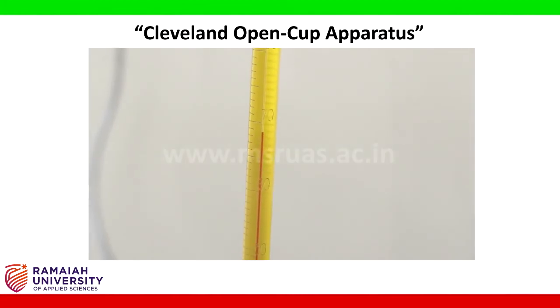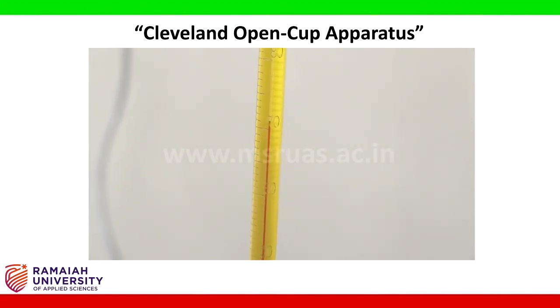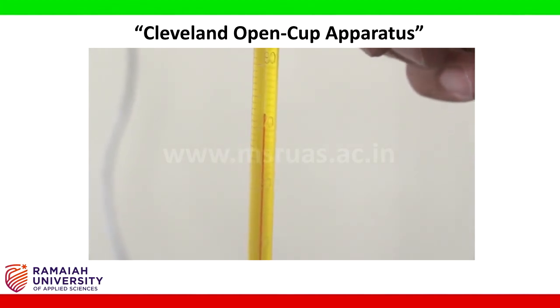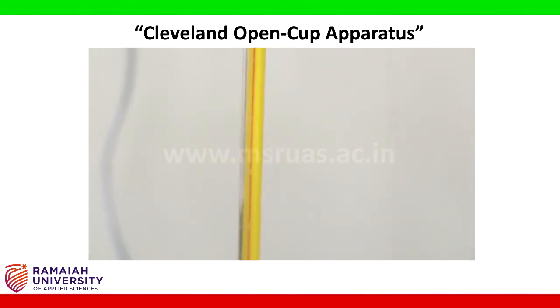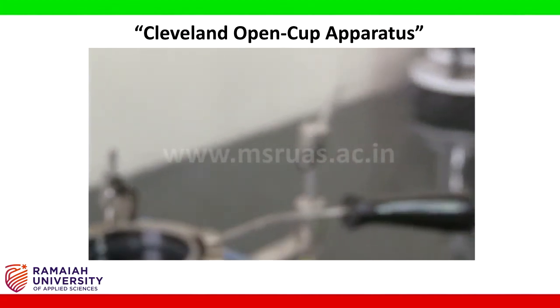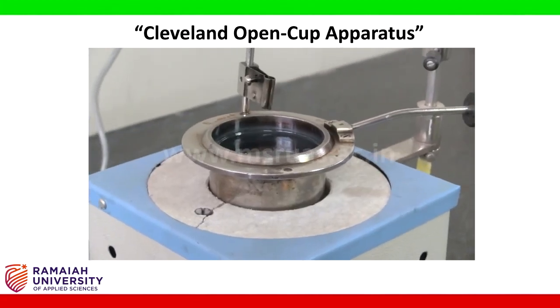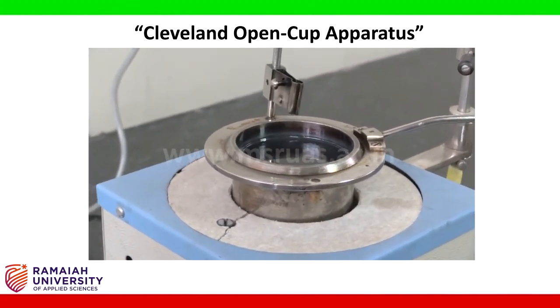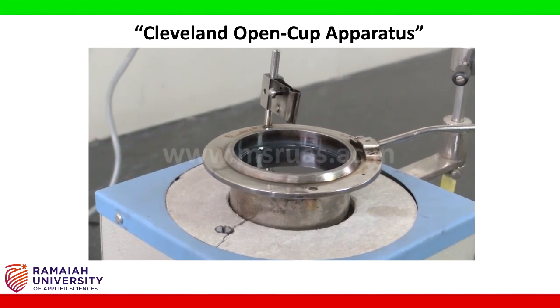Temperature is around 70 degrees centigrade, and this completes the experiment. So now we have recorded flash and fire points for kerosene, which is our test sample, and this is the end of the experiment.